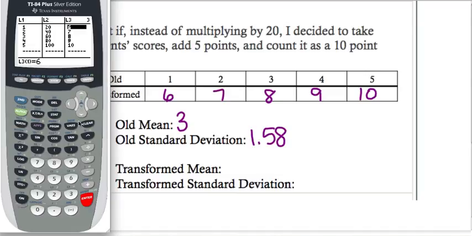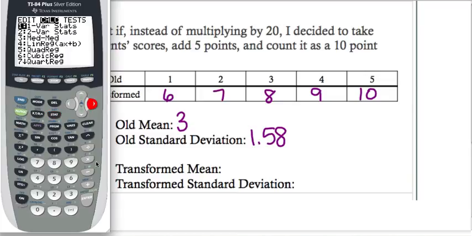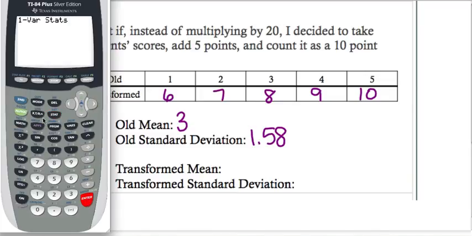Now we need to do one variable statistics, so I do stat, calc, one variable stats, and if I hit enter, it's going to do list 1, and I don't want that. I need to hit second 3, so it'll perform these operations on the third list. I hit enter, and I see that my new mean score is an 8. Is that what you predicted?